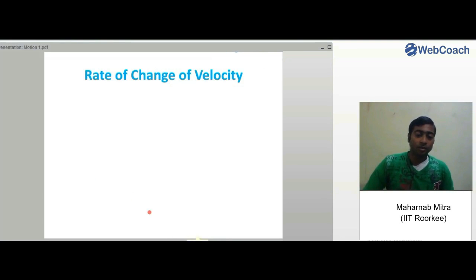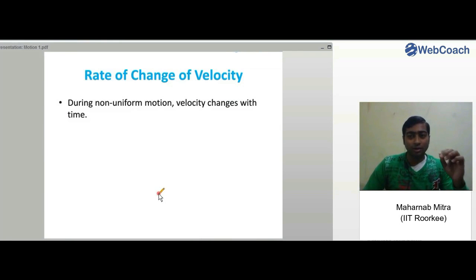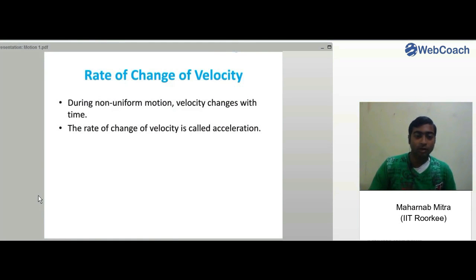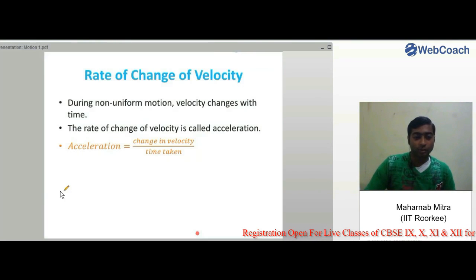Now let's check the rate of change of velocity. If velocity gets changed, we are talking about non-uniform motion, right? In non-uniform motion, the velocity always gets changed. The speed gets changed or the direction gets changed. During non-uniform motion, velocity changes with time. The rate of change of velocity is called acceleration. You must remember this term, which is very useful. The rate of change of velocity is called acceleration.